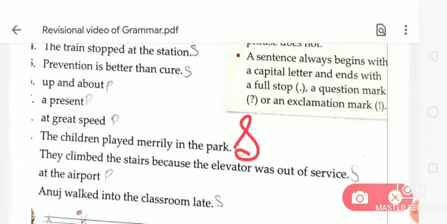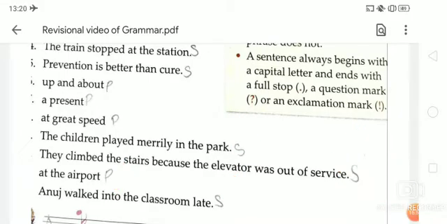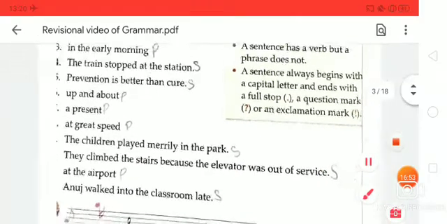Now the next, "they climbed the stairs because the elevator was out of service." We will write S here. Next, "at the airport," so it will be a phrase. Now the last one, "Anuj walked into the classroom late." So we will write S here. Okay students, just like this you have to complete the given exercise.